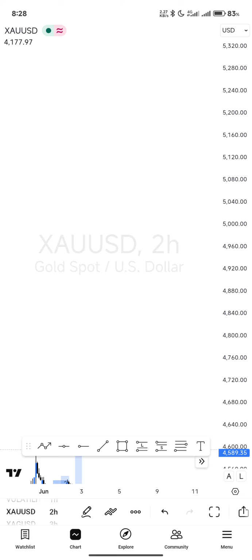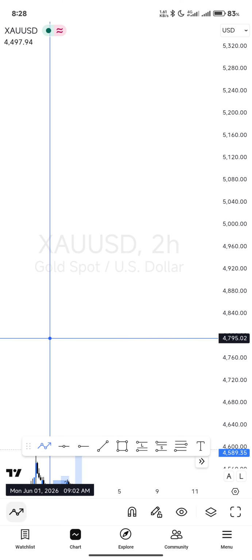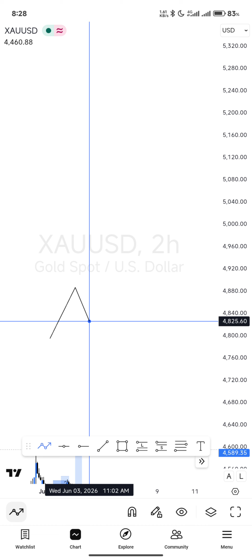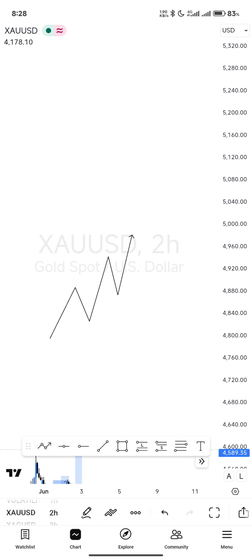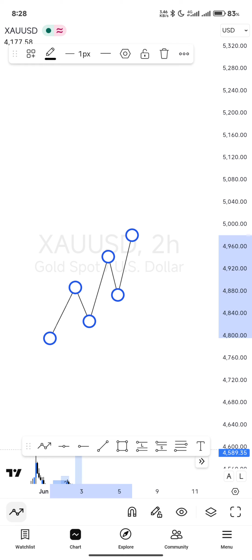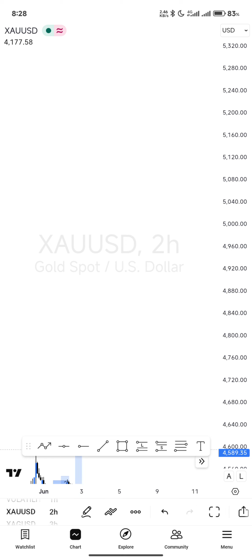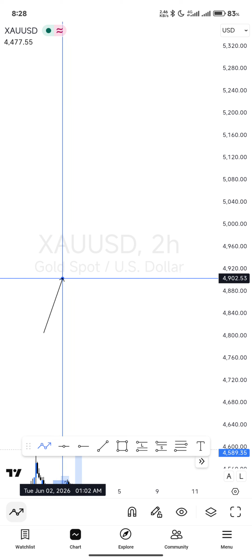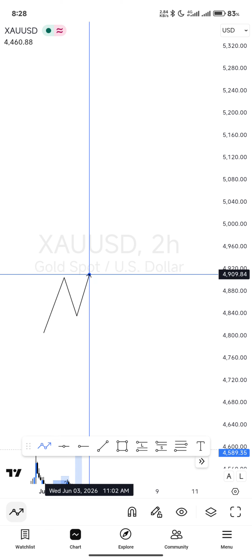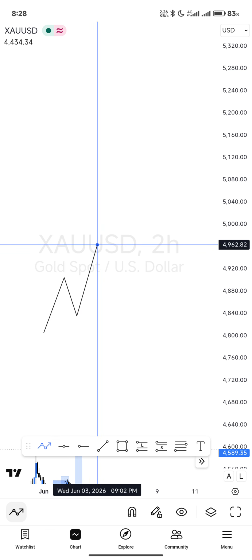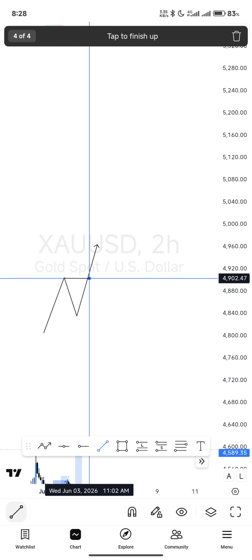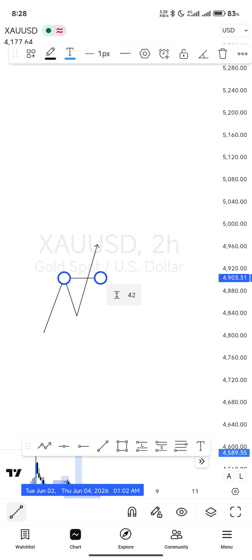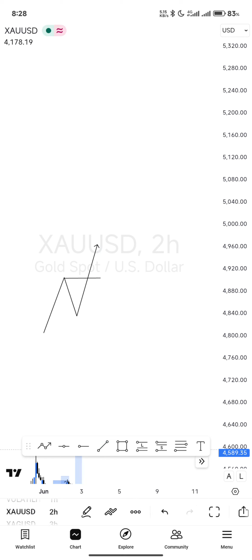BOS. A break of structure happens in an ongoing trend. Remember that in an uptrend we have higher highs and higher lows. So this is the structure of an uptrend. Now what happens is this: every time price action makes a high, makes a higher low, and then goes higher, this previous high that was broken is what we call a break of structure.